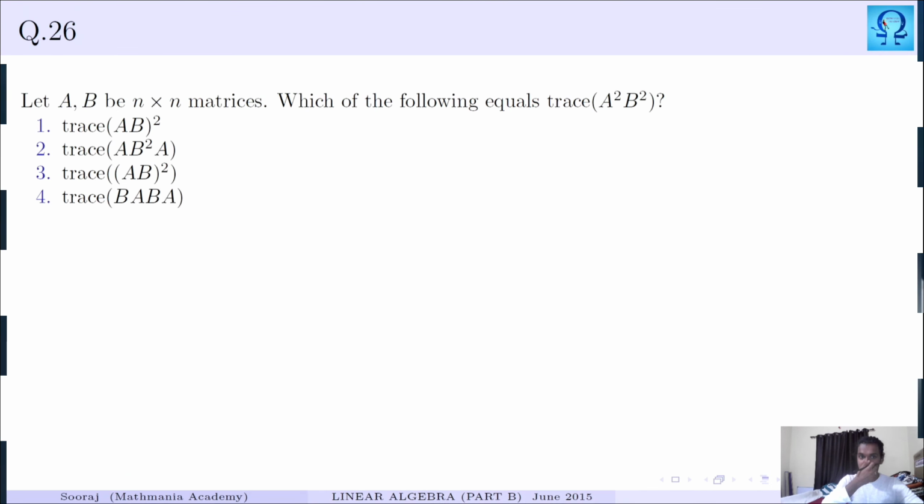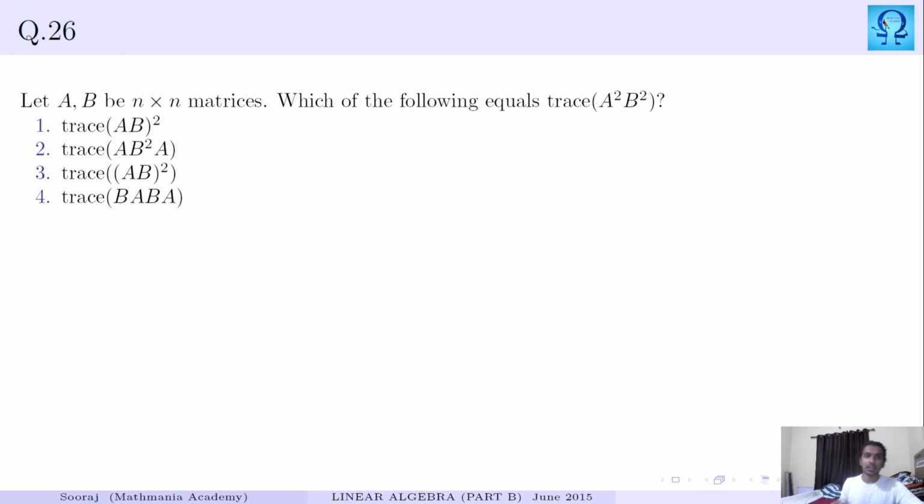Moving to the next problem. Here we are given that A and B are two n by n matrices. Then which of the following equals trace of A square B square?